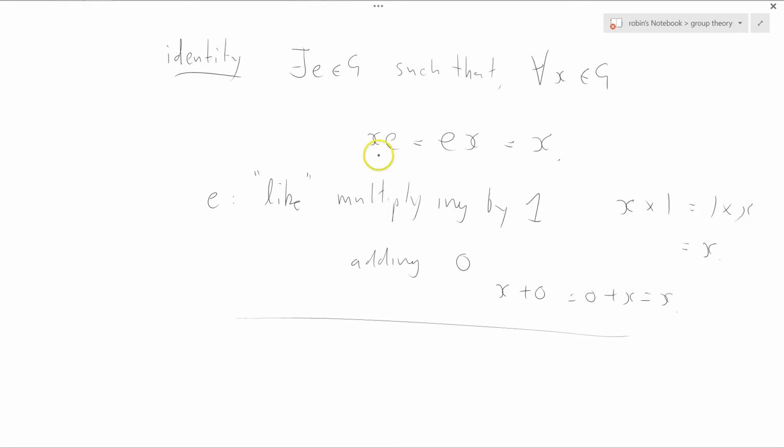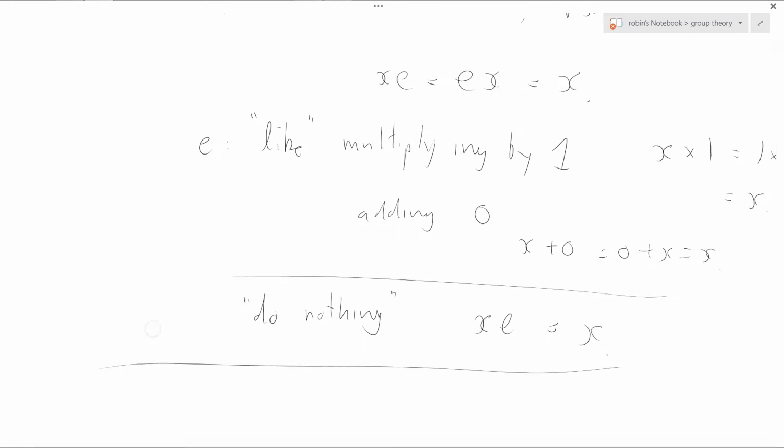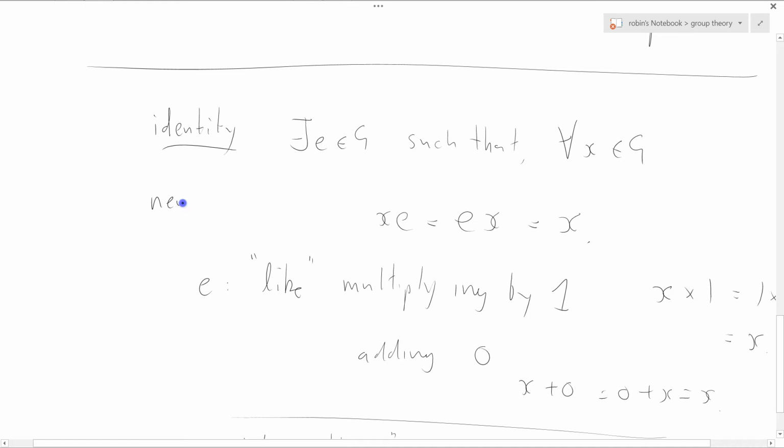Okay, so there's an identity element that's basically a do-nothing. It's sort of a do-nothing thing, because if I've just done x and then I do something else, that's the same as just x on its own. Okay, so that's the identity. Sometimes you call this a neutral element.